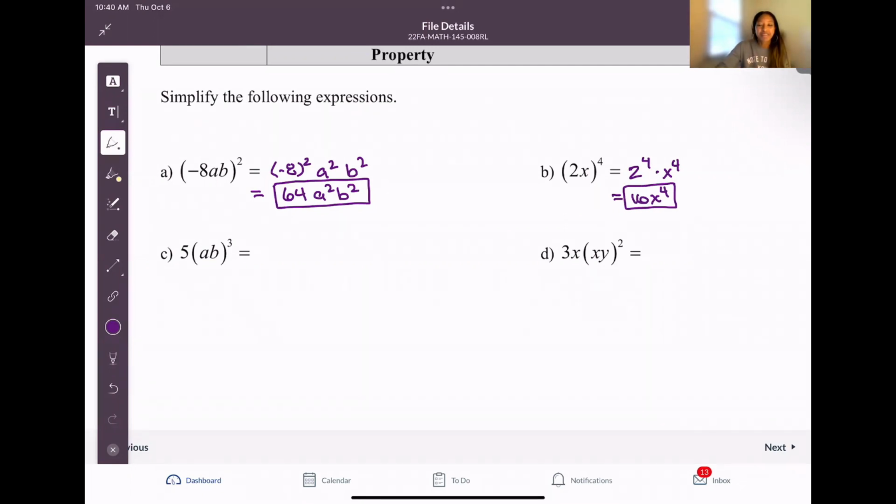So the 5 is not being raised to the 3rd power. Only the a and b are. So this would just be 5 times a cubed, b cubed. And there's nothing else we can do to simplify that. Similarly, for part D, the 3x on the outside is not being squared. Only the x, y in parentheses is being squared. So this would be 3x then times x squared, y squared. But for this one, we can simplify a little bit more. For the two x's that we have there, we can combine them. 3 times x squared would give us 3 times x cubed times y squared.